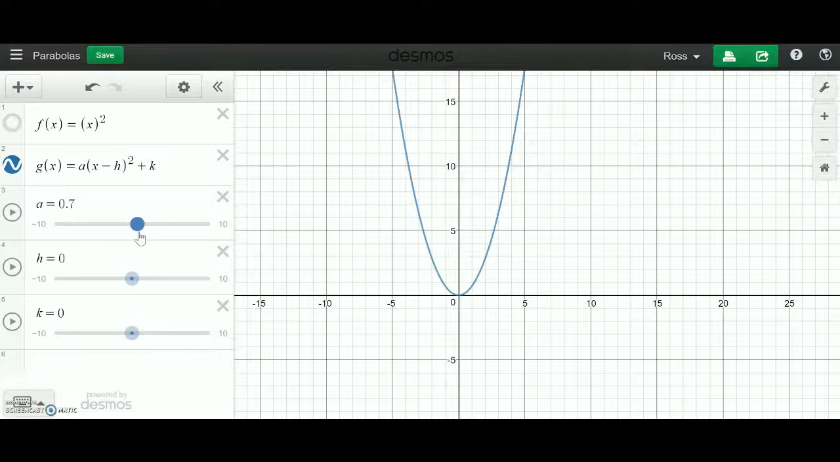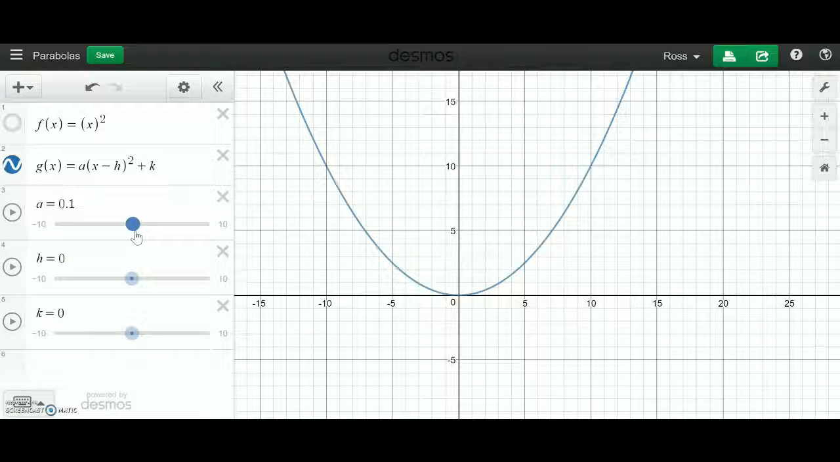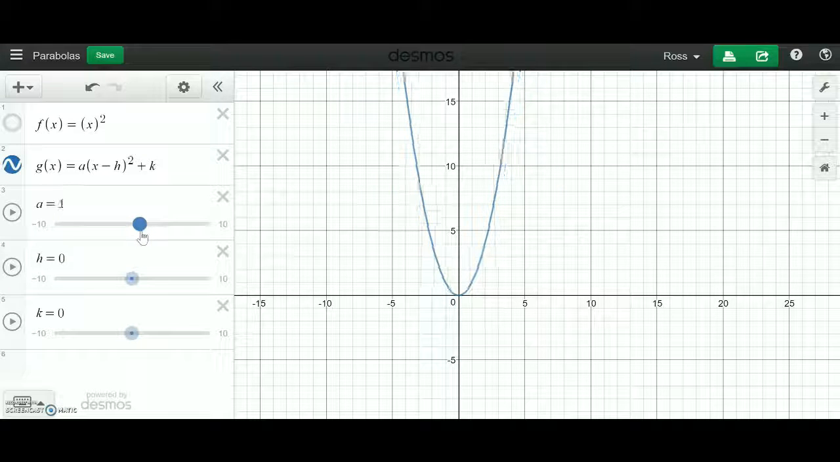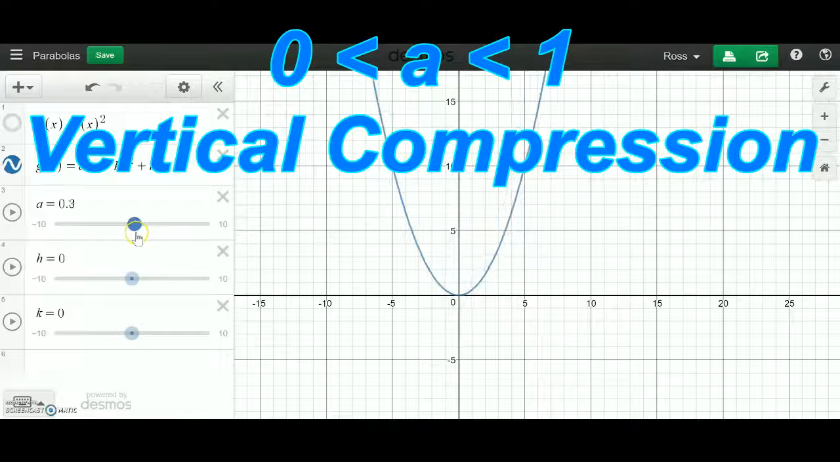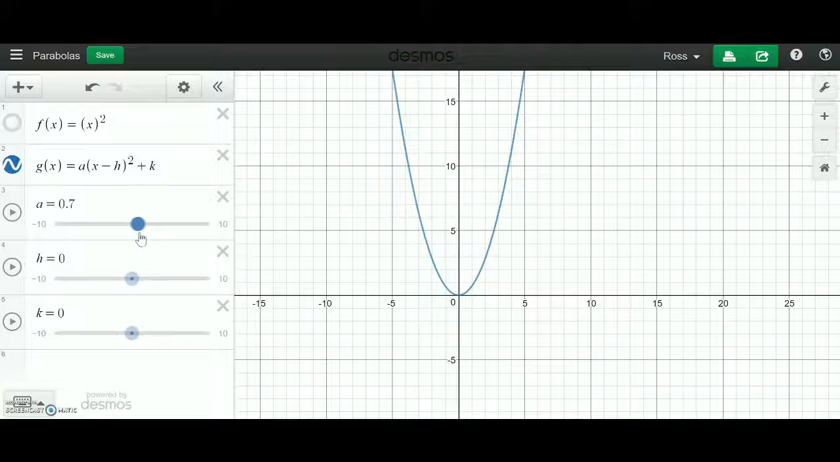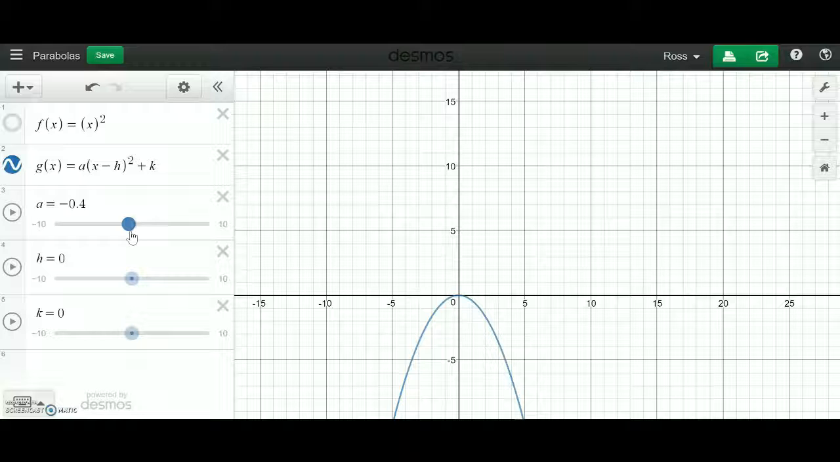Something sitting on top of it is pushing it down, it is compressing it. So when a is greater than 1, we've got a vertical stretch. When a is in between 0 and 1, we have a vertical compression. Now something interesting happens if we go below 0 here.